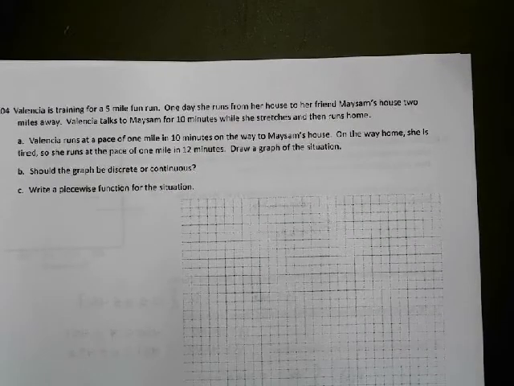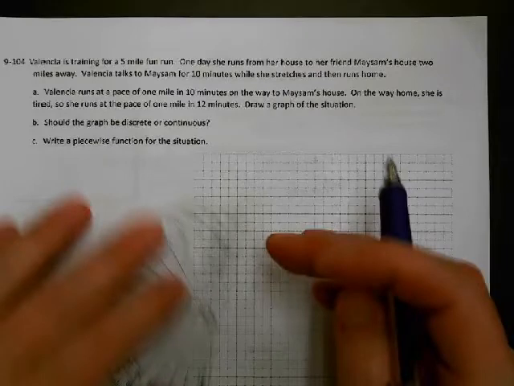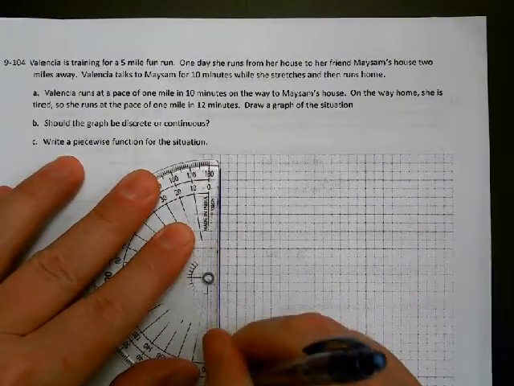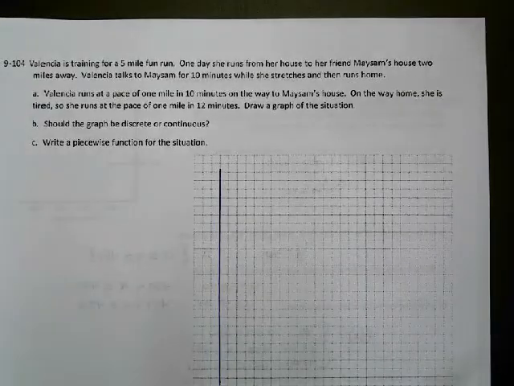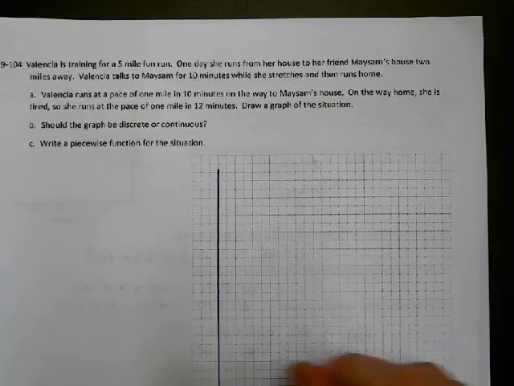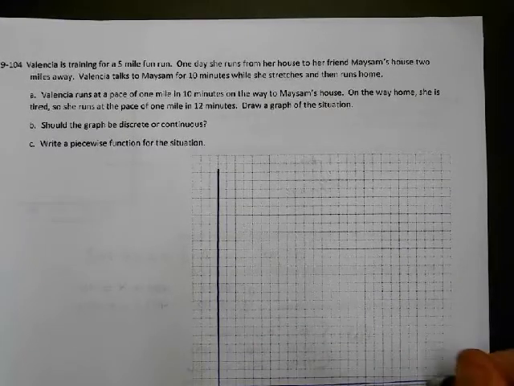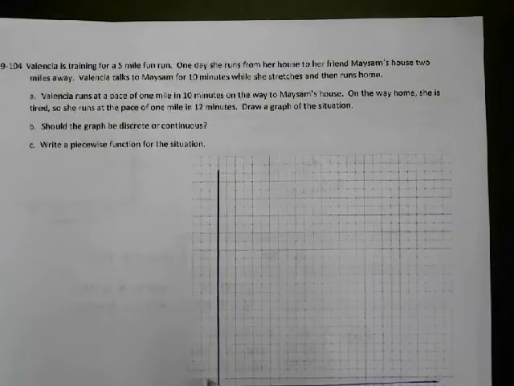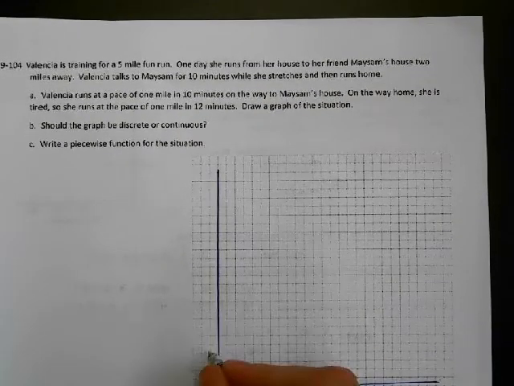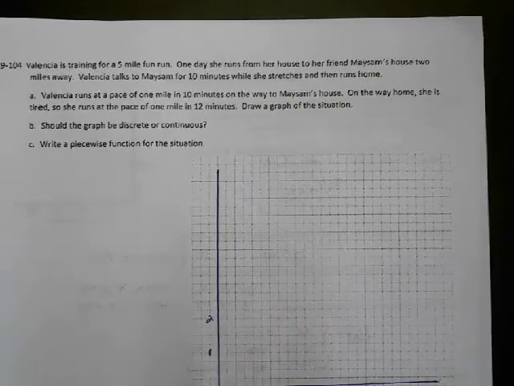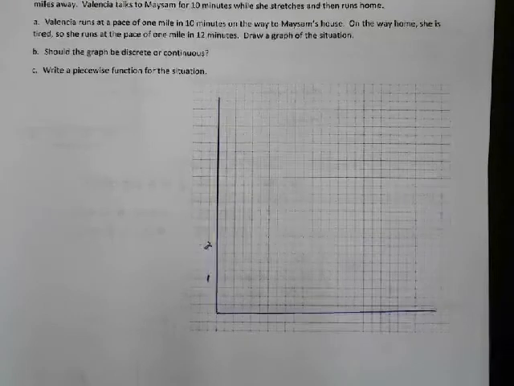All right, so here's my x-axis over here. And here's my y-axis over here. All right, I'm going to do 1, 2, 3. There's 1 mile, 1, 2, 3, 2 miles. All right, so this is going to be in miles, distance in miles.